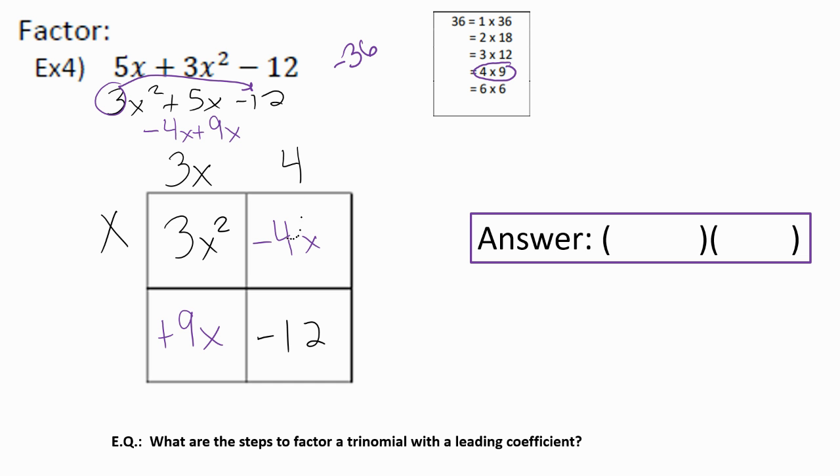X times 4 is not negative 4x, so you know this has to be negative. And then 3x times what is going to be 9x, so we know that's a 3. And just double check. 3 times negative 4 is negative 12. Bam, we got our answer. X plus 3, 3x minus 4.